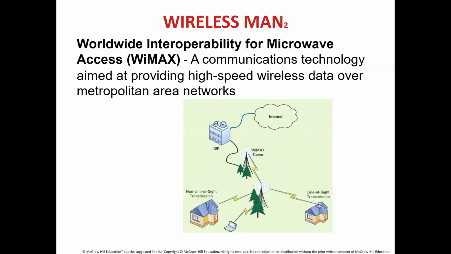Worldwide Interoperability for Microwave Access, or WiMAX, is a communications technology aimed at providing high-speed wireless data over metropolitan area networks. So WiMAX devices work in a wireless metropolitan area network. What it does is allow you to have a connection between buildings in a very large area. For instance, let me give an example. FNU Namaka campus, is it that far? Okay, yeah, it could be far.